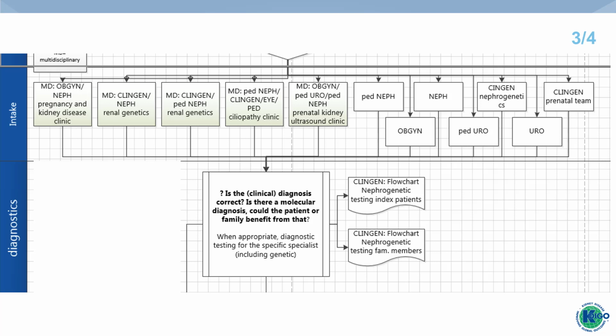Obviously, you try to avoid seeing patients in too many places too many times, but sometimes you do need two clinics. For instance, when there's a diagnosis of Alport syndrome in a young boy, and the mother has a phenotype, and she also wants to become pregnant again and wants to avoid having children with the same disease again, then you might need more than one of these clinics. Going to the next slide.